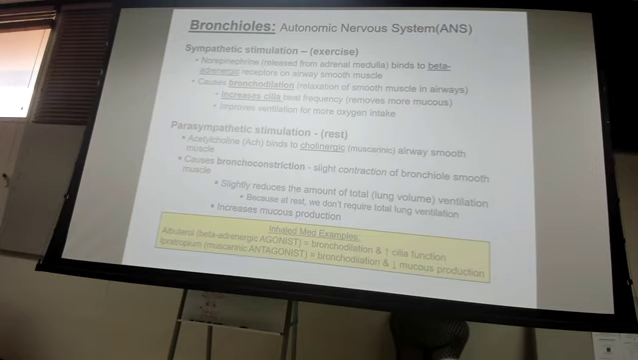That's a bronchodilator that decreases mucus production. So you may see Combivent, which is another albuterol inhaler combination you can order.